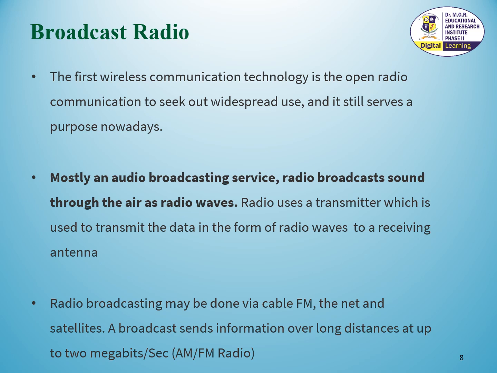It is mostly an audio broadcasting service. The radio broadcasts the sound through the air in the form of radio waves. The voice or audio is transmitted as radio waves and passes through the air. Radio uses a transmitter, which is used to transmit the data in the form of radio waves to a receiving antenna. Every radio will have a transmitter where it transmits the data in the form of radio waves.